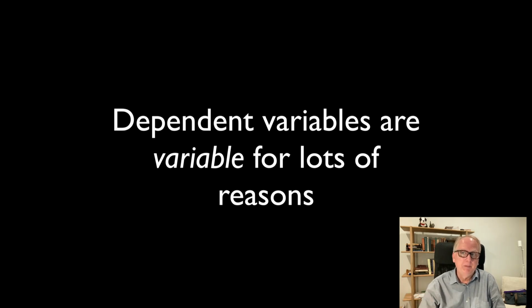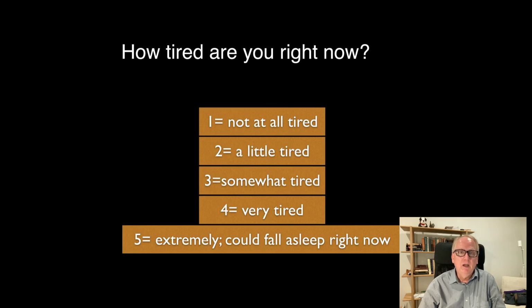So for example, I could ask everybody who's watching this lecture, how tired are you right now? You could give me a rating from 1 to 5. Like 1, I'm not at all tired, to 5, extremely tired, could fall asleep right now. As we went around and asked everybody who watched this lecture to give us their answers, some people would give us 1, some 2, some 3, some 4, some 5. So this variable called tiredness has a lot of variability.